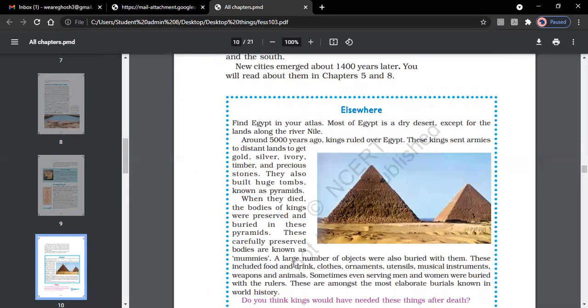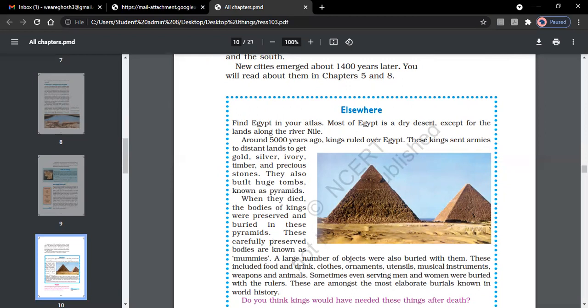What are mummies? And see, a large number of objects are also buried with them. And describe, write about the kings of Egypt around 5000 years ago. Read carefully, you can get your answer. What are mummies, how mummies were made, and what about the kings, write about the kings. All the answers you will get from here.